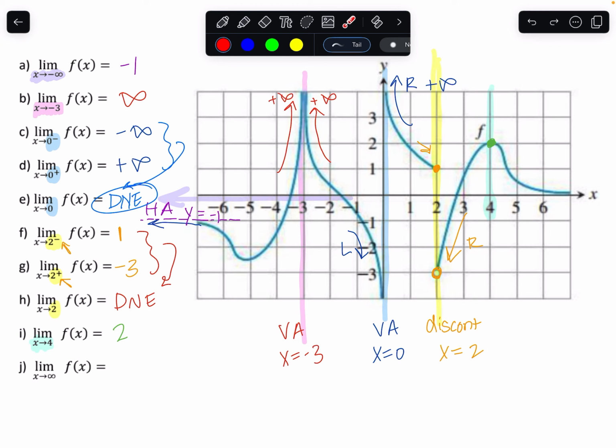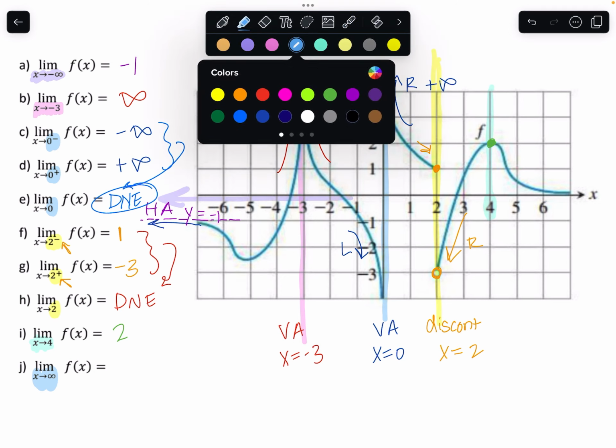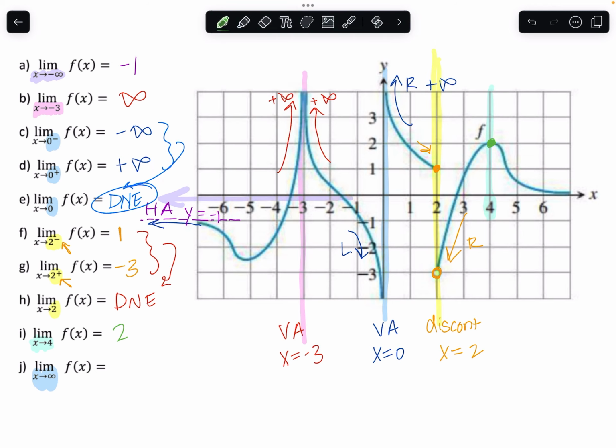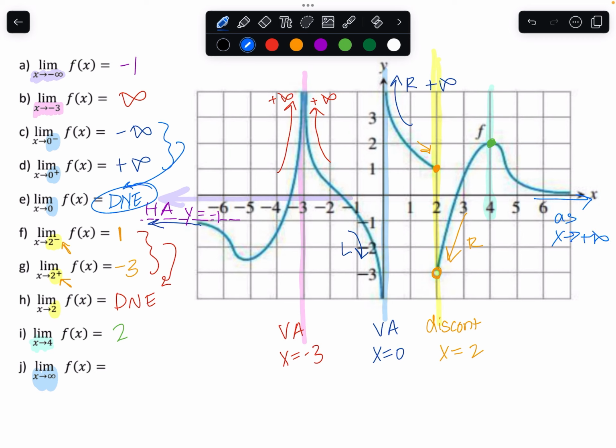Okay, our last example here, we're looking at approaching +infinity. So what does this say? As x goes toward +infinity forever, where do my y values go? And hopefully you can see here as x goes to +infinity, my y values are approaching this horizontal asymptote at y equals 0.